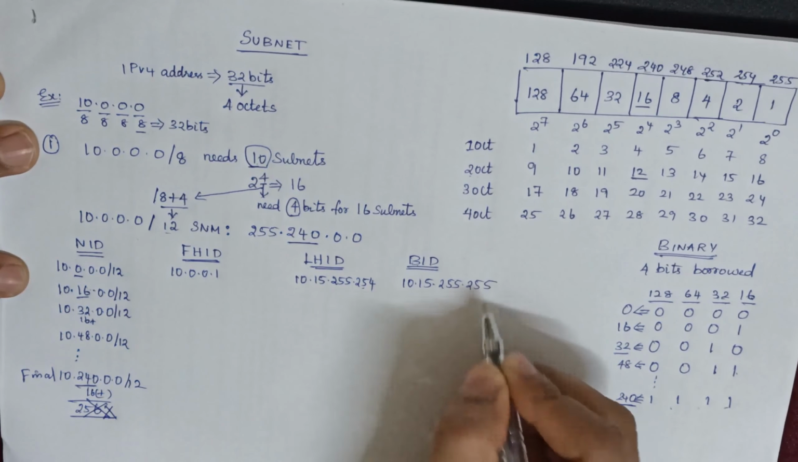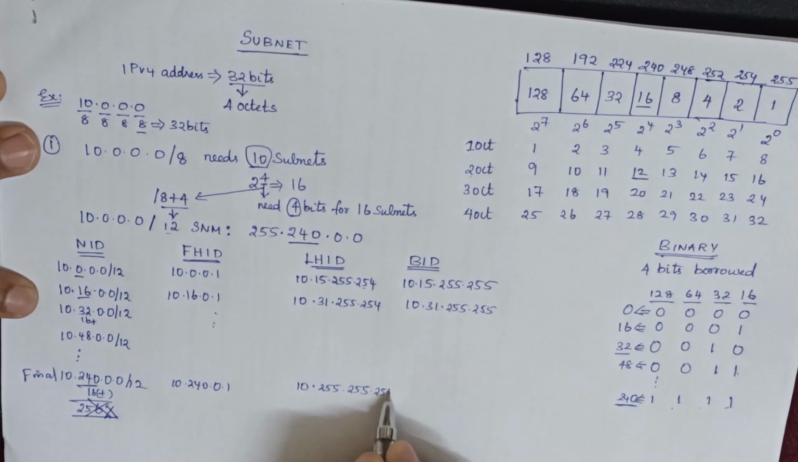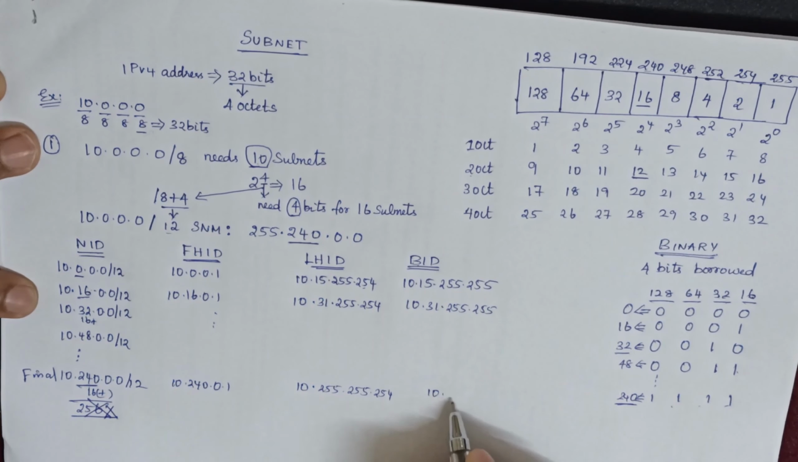So 10.240.0.1 is the starting IP. The next is actually 255, because 256 is not there. So full 255.255.254, and the broadcast is 255.255.255. Hope you understand. Clear?